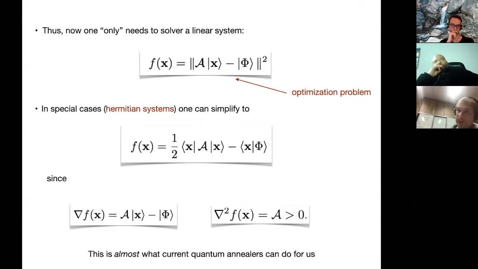Yeah. Is this understandable? Okay, maybe it's some technicality. Fine.